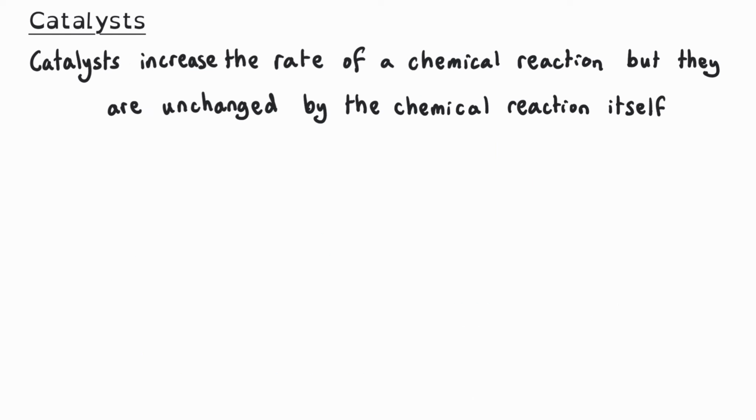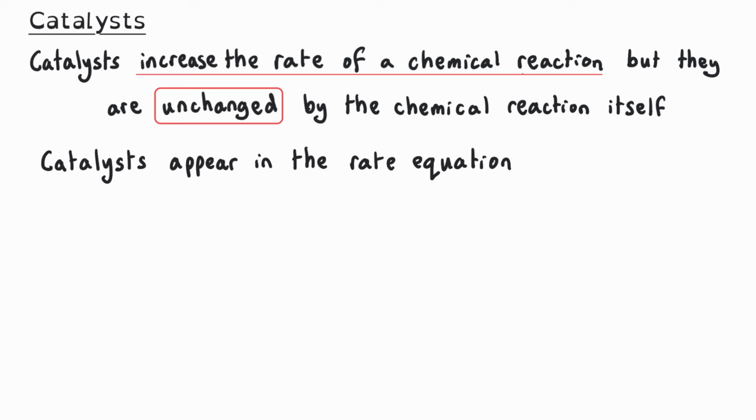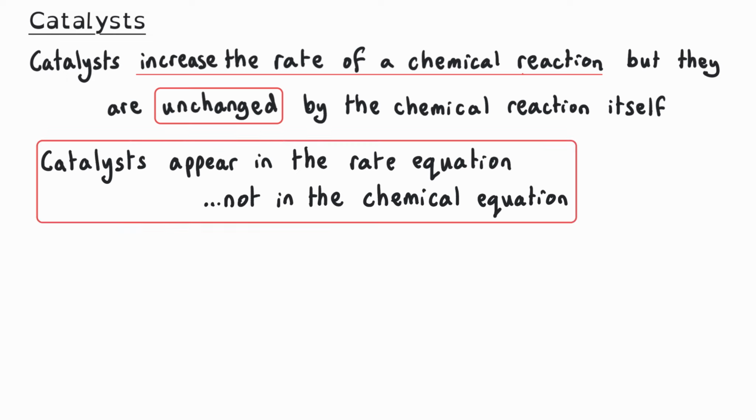Catalysts increase the rate of a chemical reaction, but they are unchanged by the chemical reaction itself. Any chemical that appears in the rate equation is important when determining the rate a reaction occurs at. And so this means that a catalyst must appear in the rate equation. But they are not typically shown in the chemical equation, since that will only show the chemicals which undergo a change, and catalysts do not change. And so something can be in the rate equation, but not in the chemical equation.